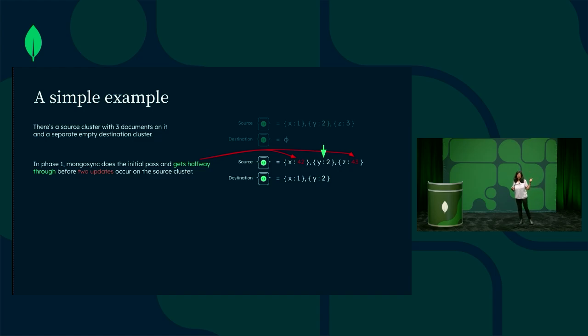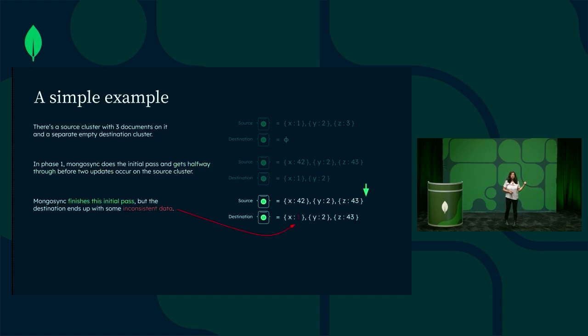But remember, we talked about copy as the first phase, right? So it continues copying over X, Y, and Z, just like it saw when it started the copy. And it finishes the copy in the first phase. And of course, there is inconsistent data because the change was happening on the source when you did the copy.